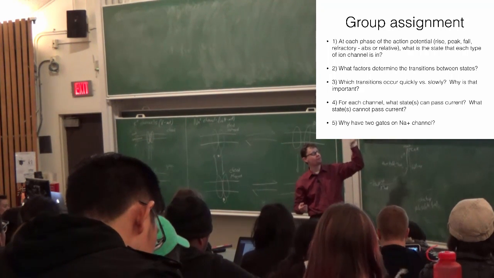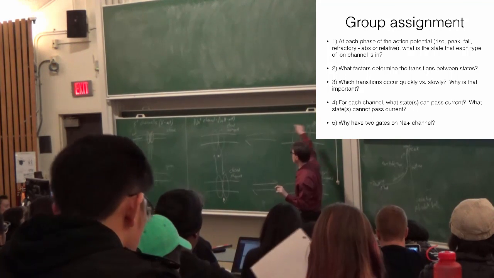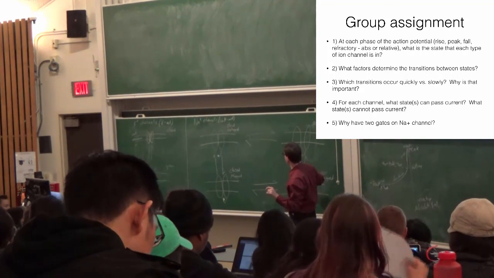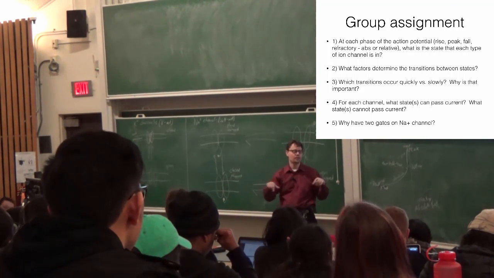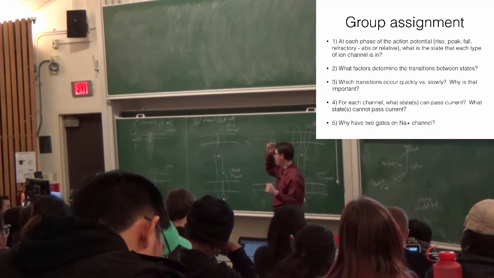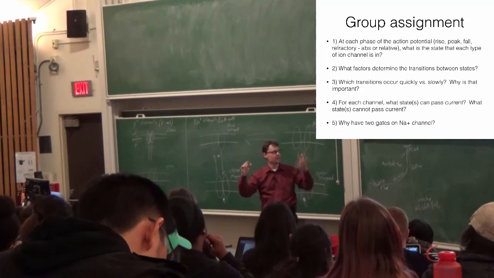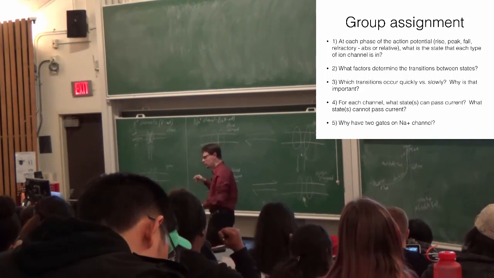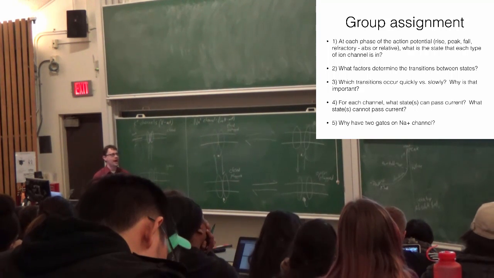Why do we have the second gate on the sodium channel? Then number 4 is looking at the channel: during one or more of these 4 states, sodium ions can pass through, and during one or more of these states, sodium ions cannot pass through. So which ones are which? And for the potassium channel, there are just 2 states. One of them passes current, one of them doesn't. So that's question 4. Let's take about 8 minutes or so to work through that.